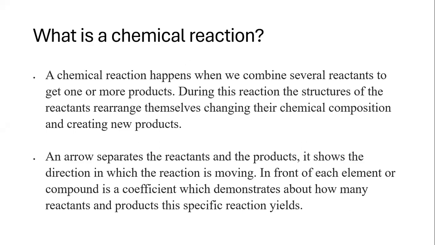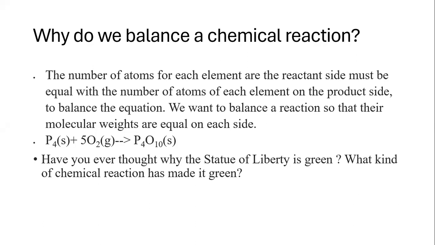In front of each element or compound is a coefficient, which demonstrates how many reactants and products the specific reaction yields. The number of atoms for each element on the reactant side must be equal to the number of atoms of each element on the product side to balance the equation. We want to balance a reaction so that the masses are equal on each side. This is basically done to preserve the conservation of mass.